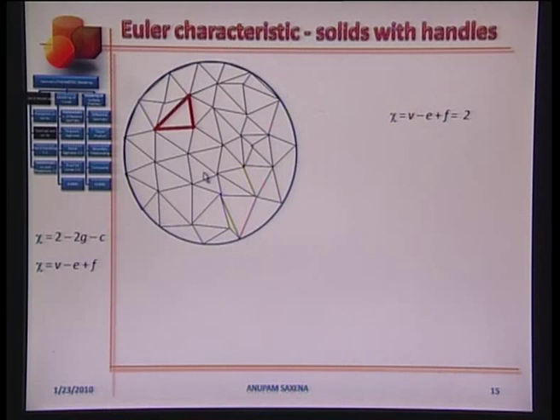What we do now is we take off any triangle from the sphere or from the surface. What we have done is we have taken away a face and introduced a boundary component. The number of vertices and the number of edges remain the same. The result: the Euler characteristic decreases by 1 to 1.